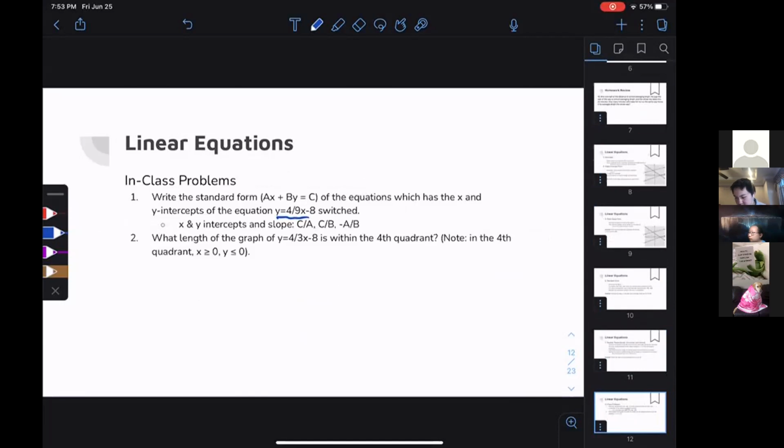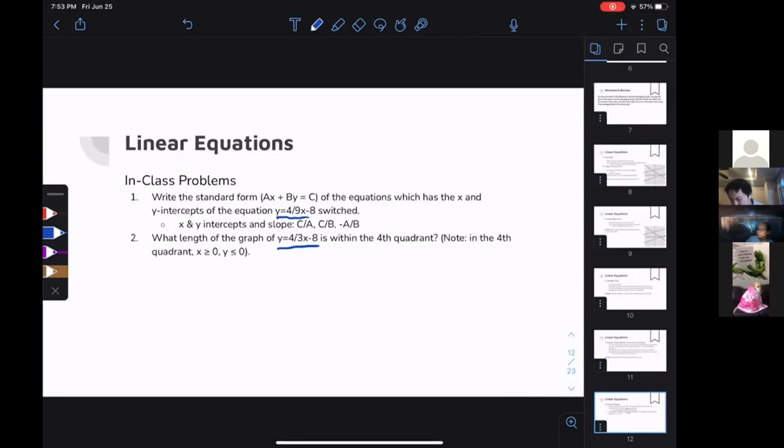And then for the second question, what is the length of the graph y equals 4/3 x minus 8 that is within the fourth quadrant? It's okay if you don't get the second question. That one takes a bit of thought. So I'll solve these.